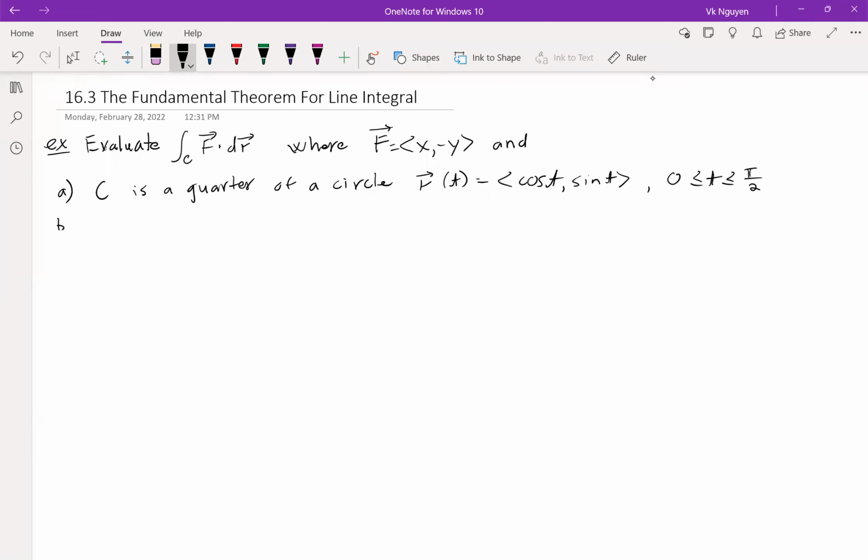Okay, B. C is the line segment, (1 minus t, t).